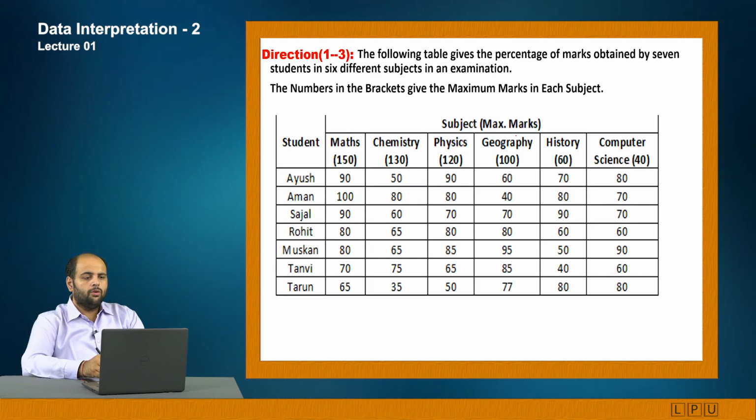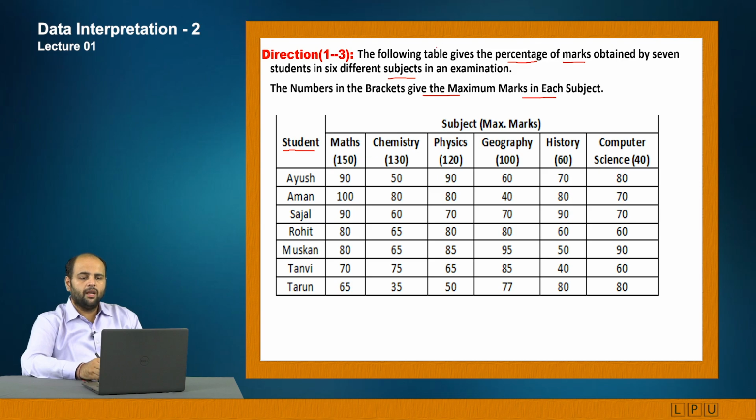A question is given to you: the following table gives the percentage of marks obtained by the 7 students in 6 different subjects in an examination. The number in the brackets gives the maximum marks of each subject. Here a table is given, with the names of the students: Ayush, Aman, Sejal, Rohit, Muskan, Tanvi and Tarun. The marks of each subject are given in the form of percentage.